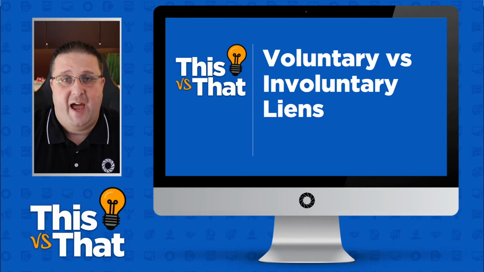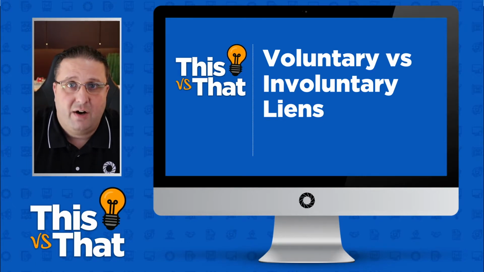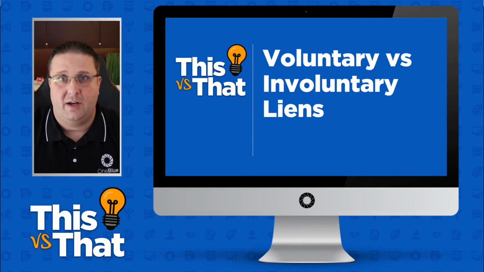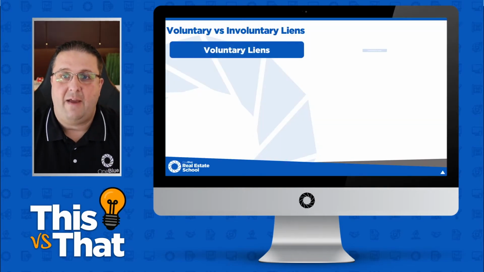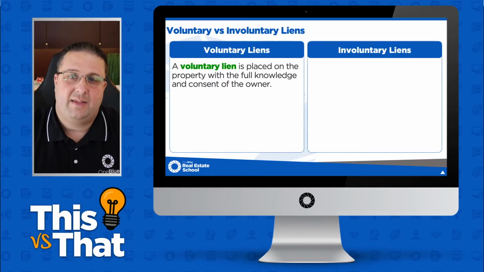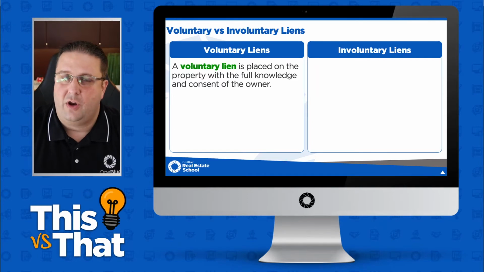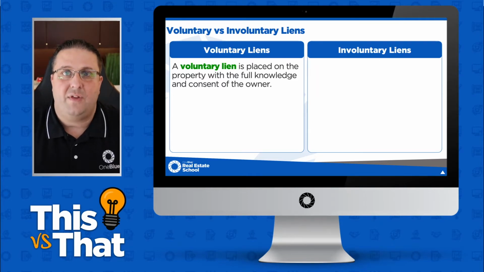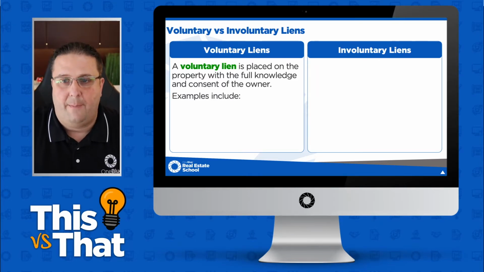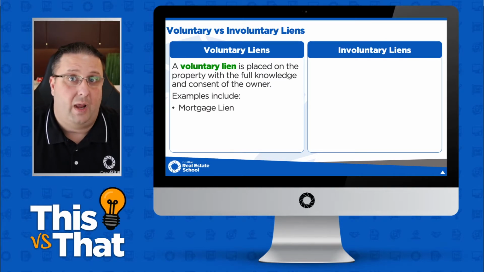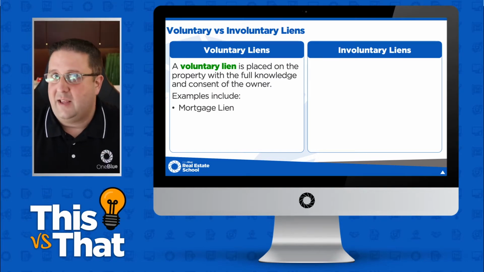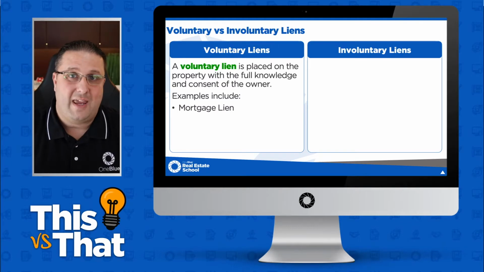This versus That. Today we're going to talk about voluntary versus involuntary liens. Now, a voluntary lien is placed on the property with the full knowledge and consent of the owner. So the owner has done something to allow this lien to appear on the property. Some examples would include a mortgage lien. When you get financing to purchase the home, you are giving the bank the mortgage lien, giving them permission to take the home if you don't pay it.